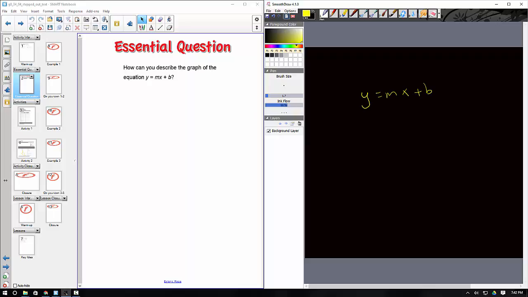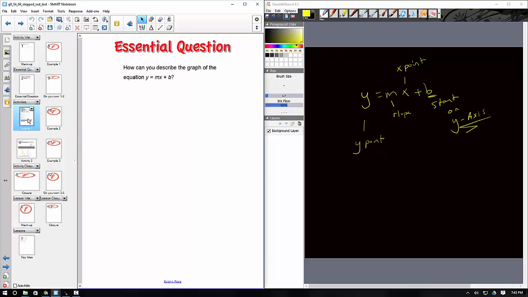And I showed you in a previous video that the y is your y point, your x is your x point, your m is your slope, and then I have this b, and this is your starting point on the y-axis. So if you have a starting point other than 0, it is not going to be direct variation. It will now be y-intercept form.